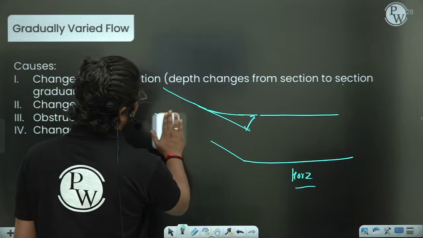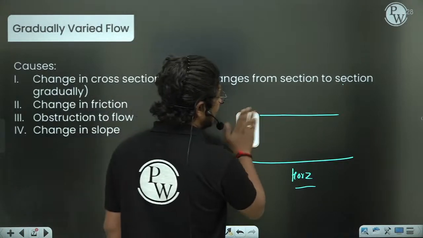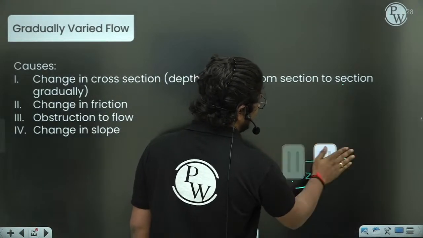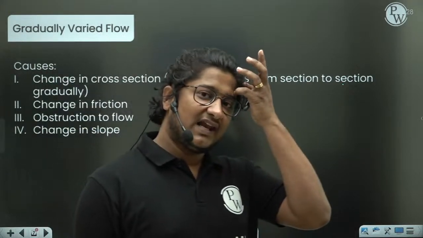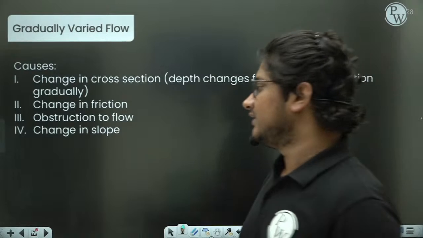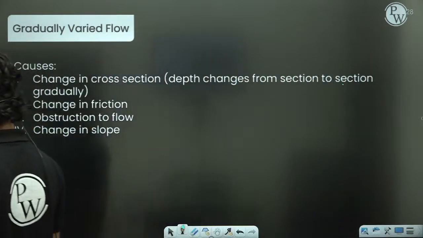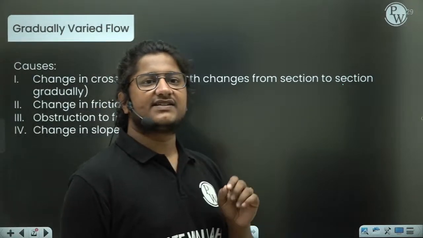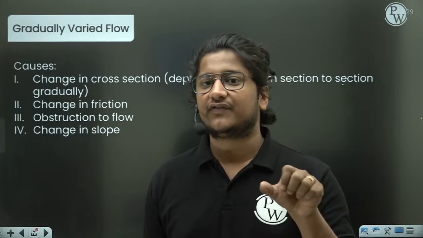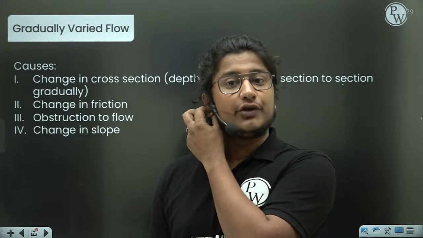So these are the causes of how a GVF can occur in real life. These are the causes which you need to understand. Now, as you understand, GVF is nothing but a non-uniform flow. It is not a uniform flow. It is a non-uniform flow.